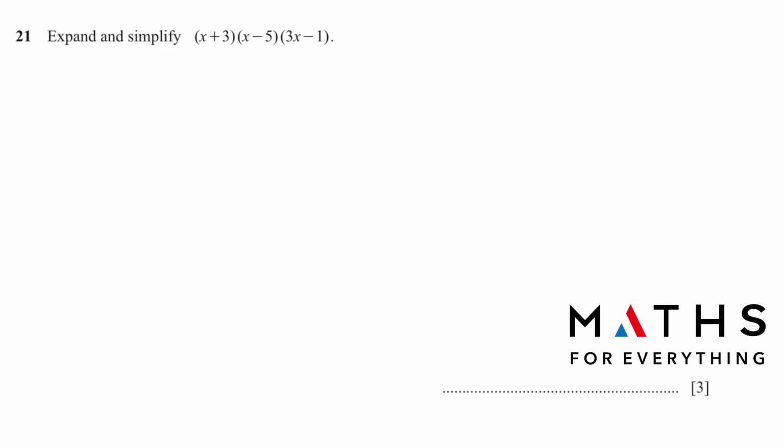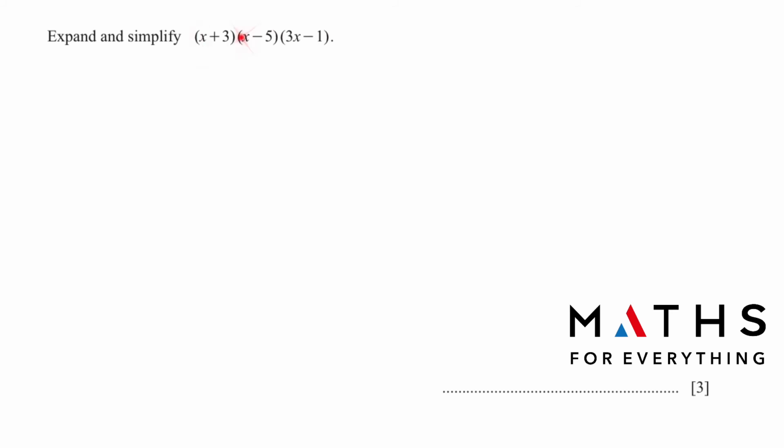Question number 21. We have to expand and simplify these three brackets. Always multiply the first two brackets and then the third one. So we are going to multiply x plus 3 and x minus 5. Now remember one simple rule.